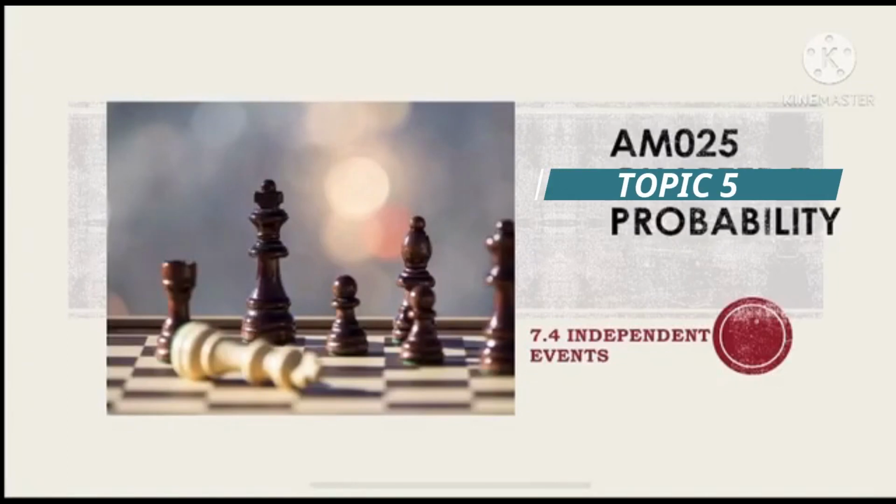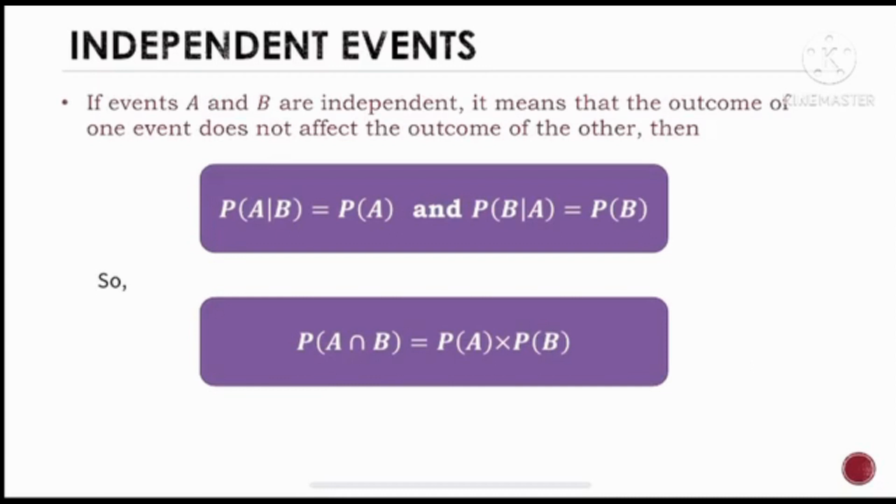Hello everyone, in this video we are going to learn about independent events. If events A and B are independent, it means that the outcome of one event does not affect the outcome of the other. Then P(A|B) is equal to P(A) and P(B|A) is equal to P(B). So P(A ∩ B) is equal to P(A) multiplied by P(B).